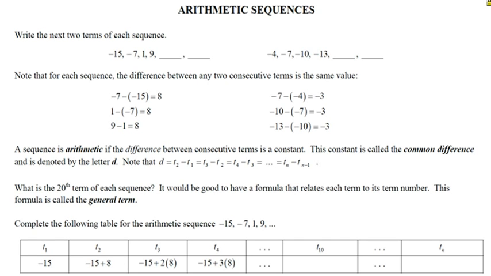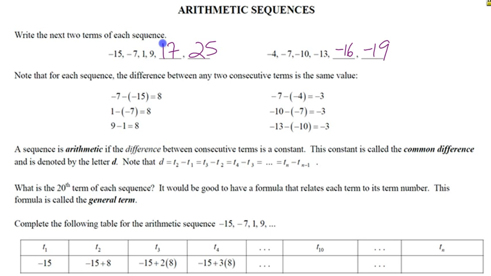Arithmetic sequences. So, negative 15, negative 7, 1, 9, next: 17 and 25. Then negative 4, negative 7, negative 10, negative 13, negative 16, and negative 19. Note that for each sequence, the difference between any two consecutive terms is the same value.